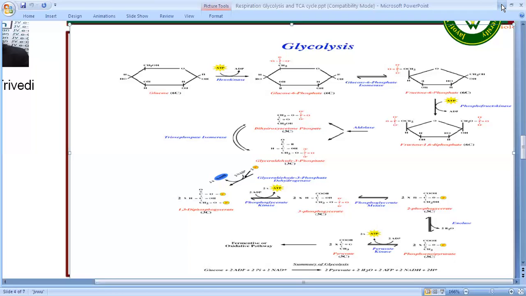Now this phosphoenol pyruvic acid reacts with ADP to form one molecule of pyruvate or pyruvic acid plus one molecule of ATP, and the enzyme is pyruvate kinase. So this is the process of glycolysis both in aerobic and anaerobic reaction.